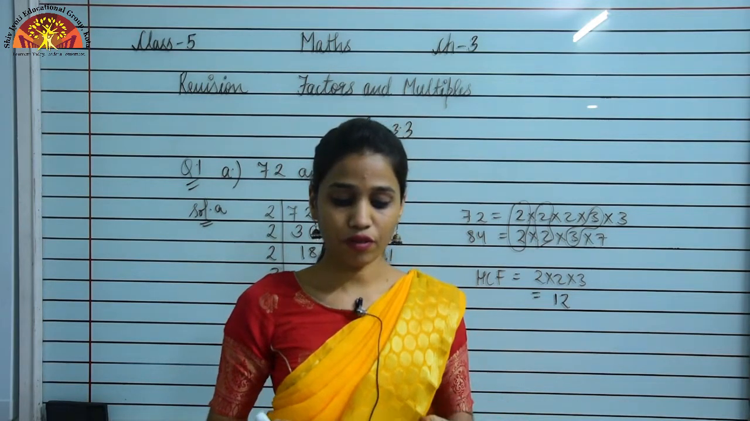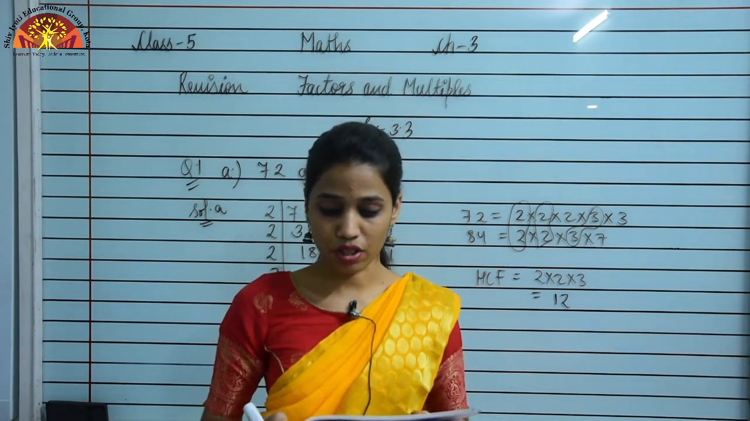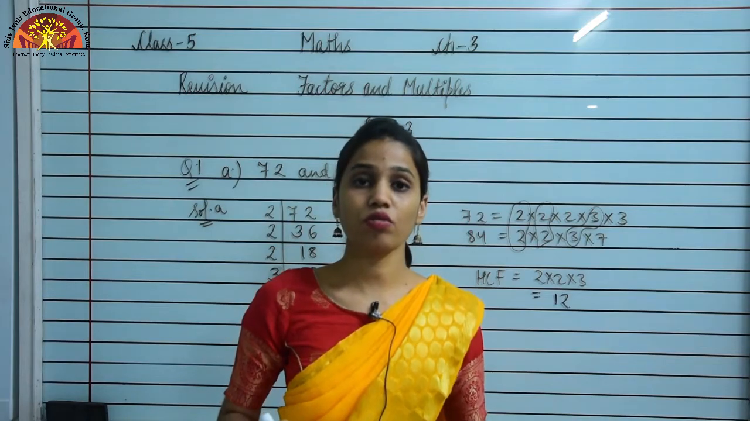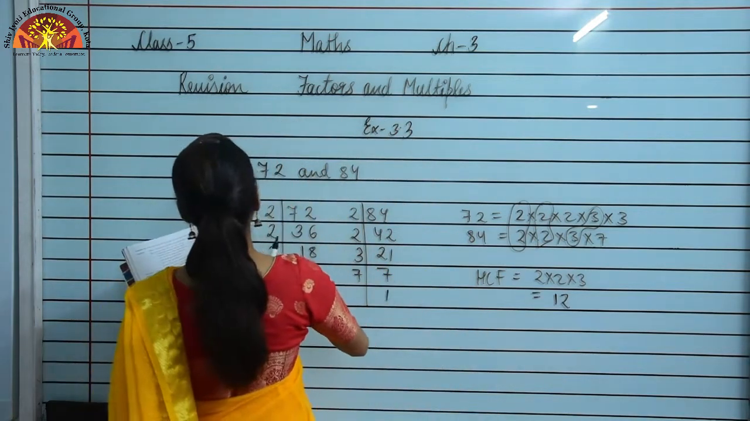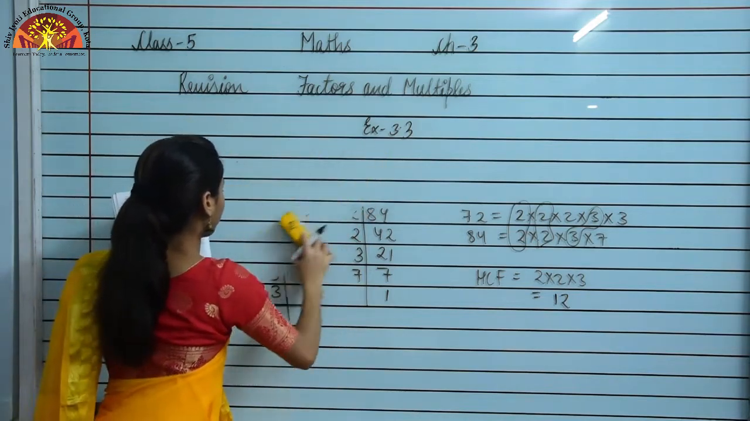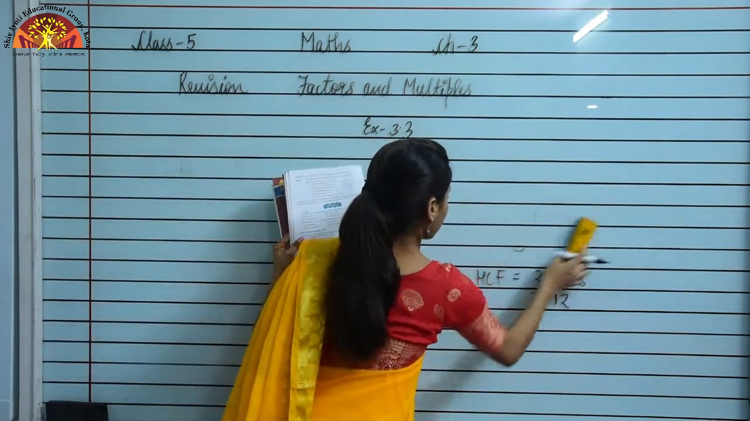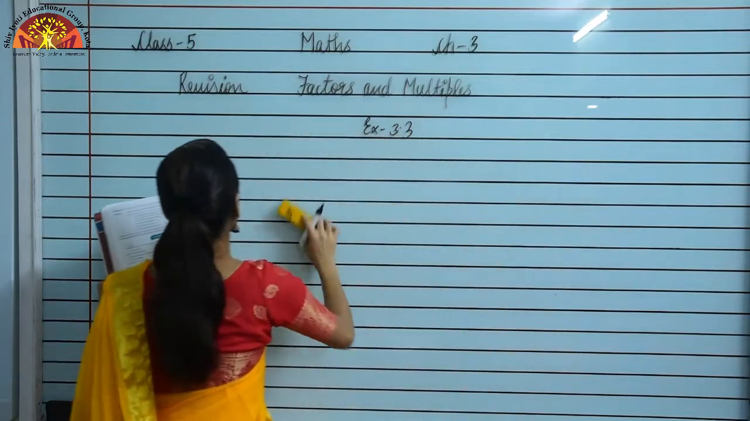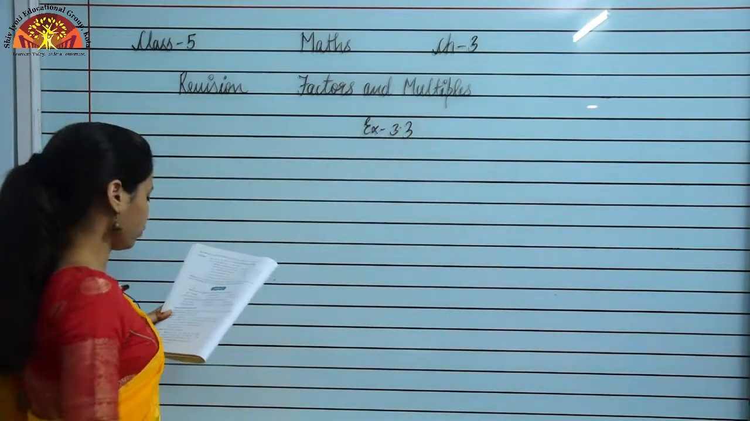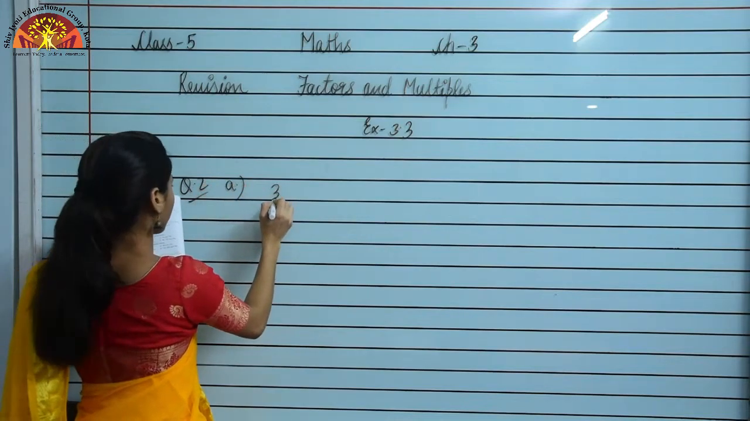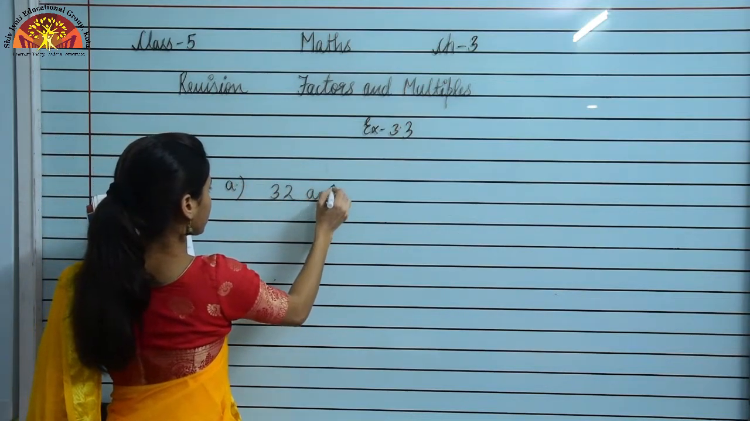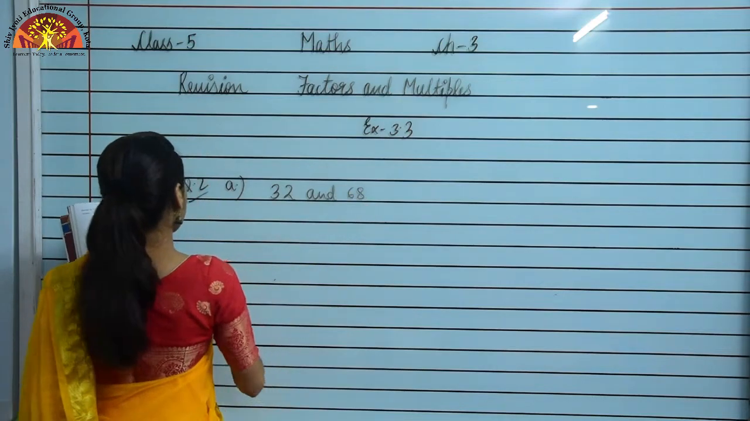Find the HCF of the following numbers by long division method. In this we are going to do the long division method. Okay. So let us do question number 2, A part. Okay. Now what is given in question number 2? A part. 32 and 68. See.